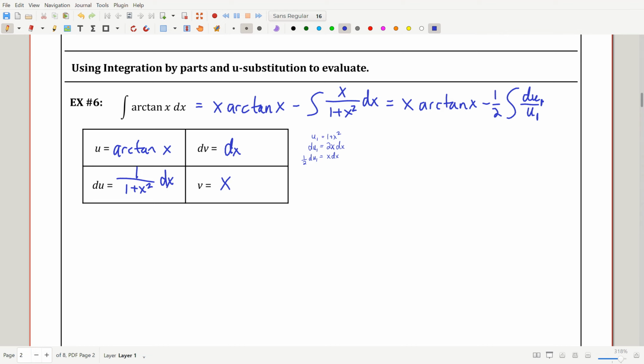Still there, just smaller. So this equals x arctan x minus 1/2 ln of the absolute value. I'm not going to write u. I'm going to write 1 plus x squared. And as a matter of fact, in my notes, I didn't even write the absolute value bars, because could 1 plus x squared be negative? Nope.